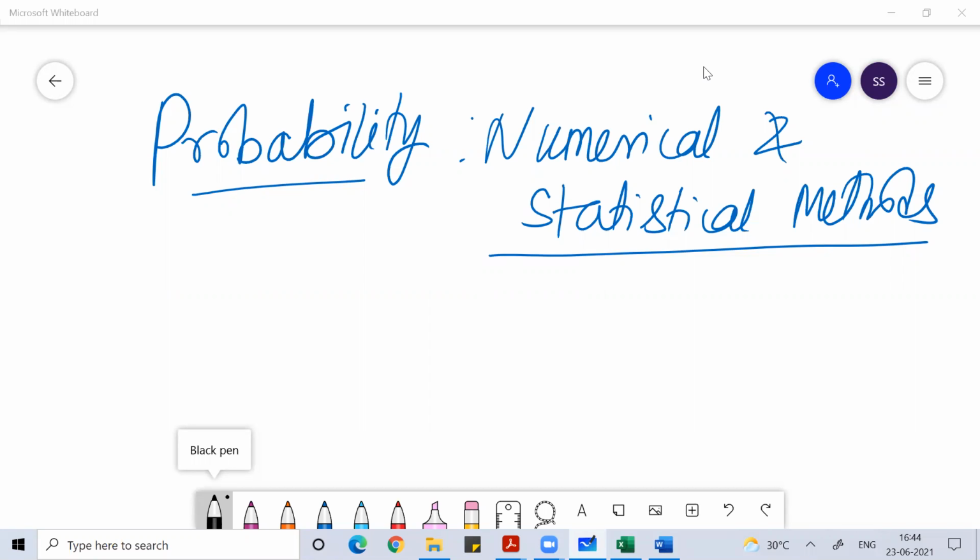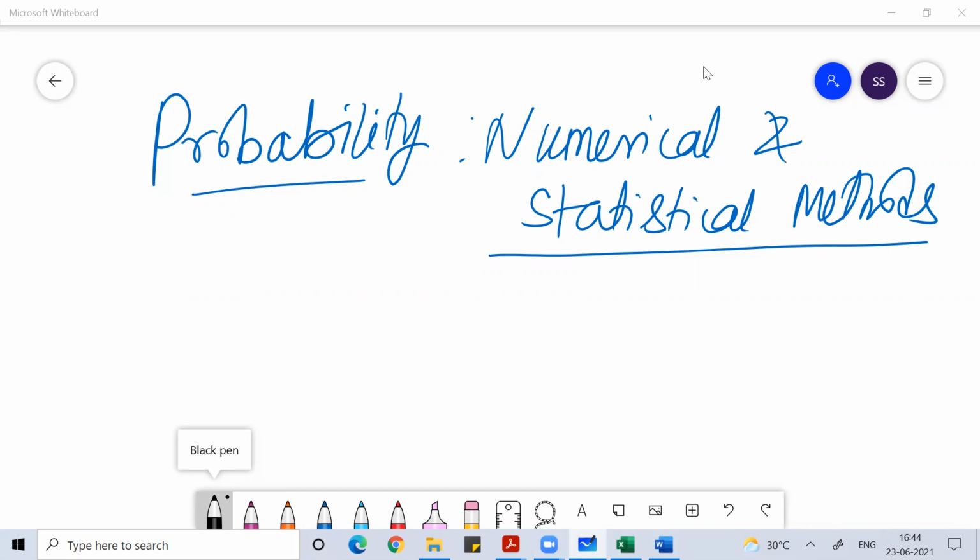So good evening, everyone. Welcome to the class on probability for the subject called Numerical and Statistical Methods for BCA second semester. We are right now focusing our discussion on conditional probability and Bayes theorem. Bayes theorem is called inverse conditional probability.